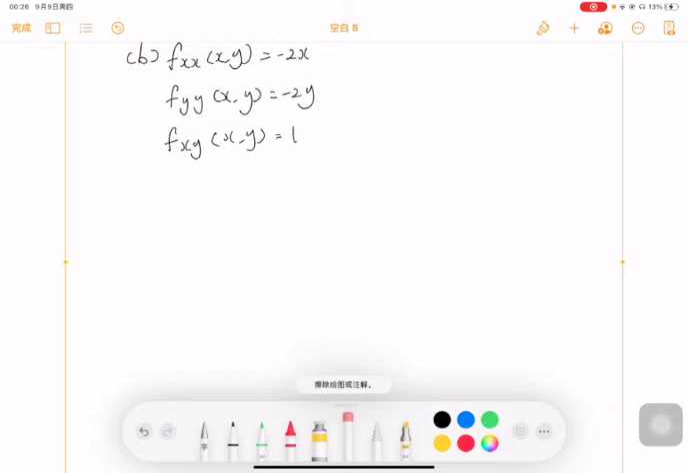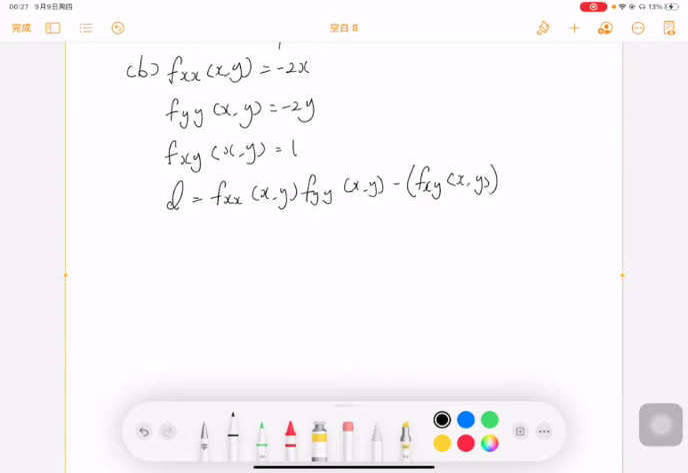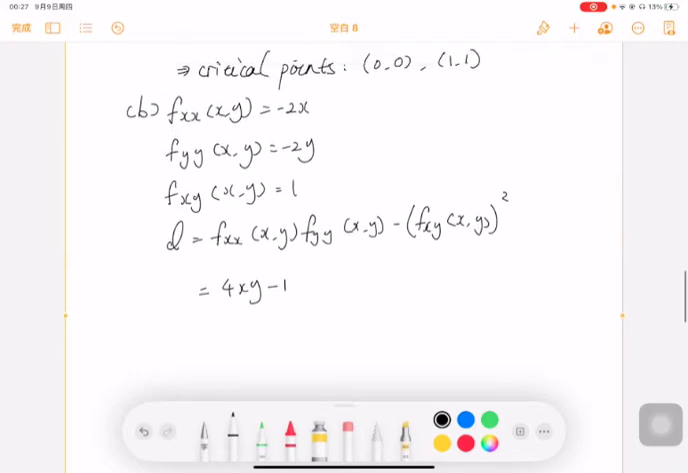Okay, now let's remember that for the second partial test, we need to determine D, which is defined by this. D is defined by f xx times f yy minus f xy squared. That's 4xy minus 1. Am I doing this correct? Yeah, 4xy minus 1. All right, now let's just plug in the two critical points.